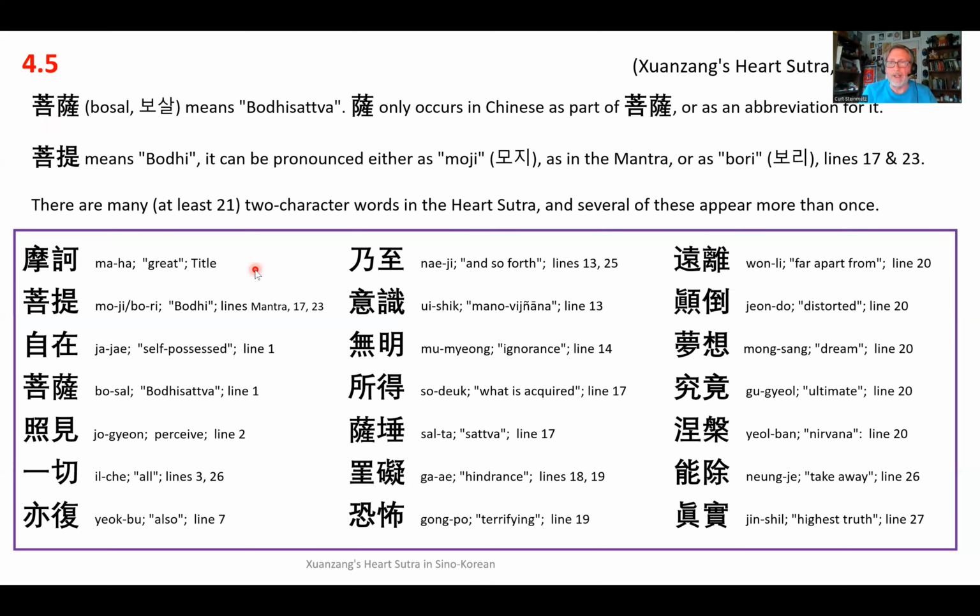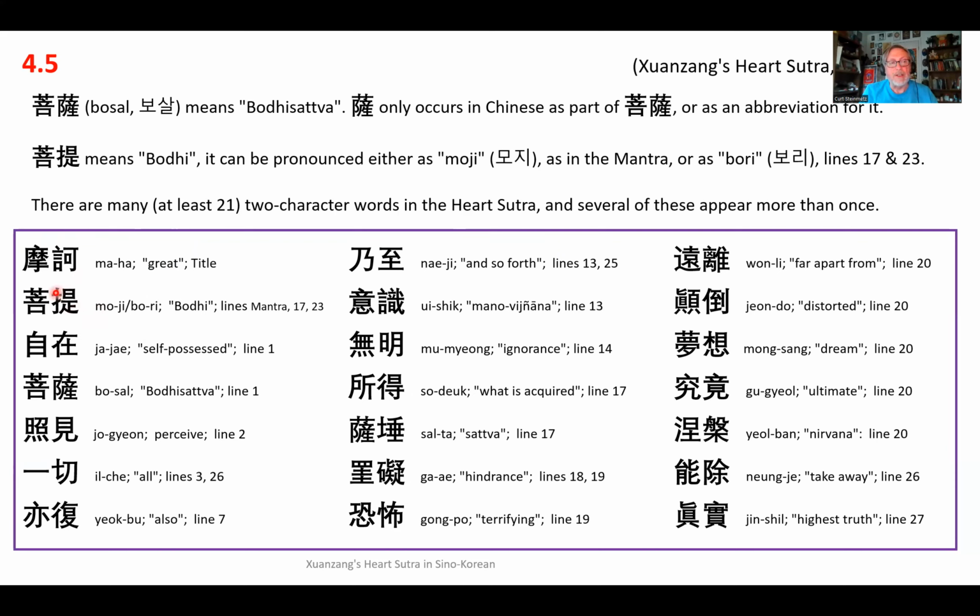There are probably more that I don't have listed here. The first 2 characters in the Heart Sutra, ma, ha. This is not a Chinese word. This is a Chinese transliteration of a Sanskrit word, but it ends up meaning great. Maha means great in Sanskrit, and in Chinese, this ends up being basically a 2-character word.